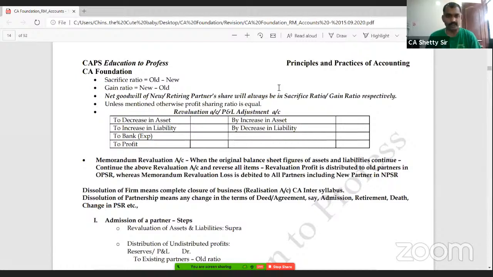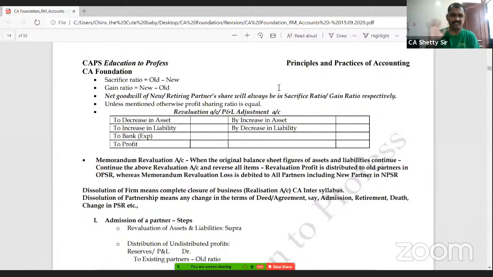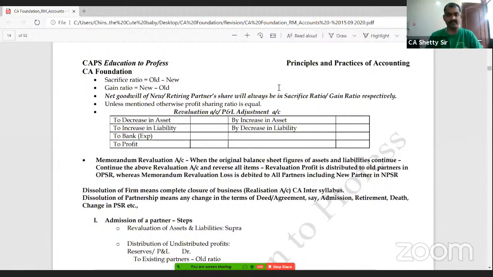So read that point. Net goodwill of the new or retiring partner's share will always be in sacrifice or gaining ratio respectively. That's it. Nothing other than that. It's always going to be in this ratio. Unless mentioned otherwise, profit sharing ratio is always equal. Is it understood? Yes, sir. Before we go to the steps, I have revised this material in such a way that everything is systematically available here.